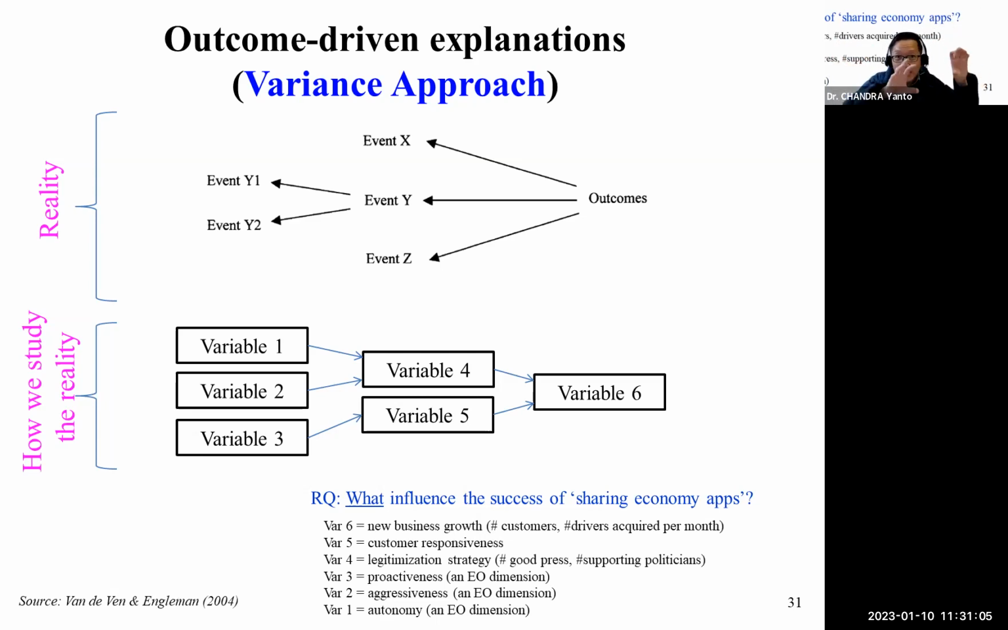But in terms of how you study this kind of phenomena using a variance approach or deductive or positivism, you collect some data, you come up with your variables. So variables 1, 2, 3 will supposedly influence or drive variables 4 and 5, and variables 4 and 5 will drive variable 6. So I use the example of why certain apps are more successful. You can have a look at it yourself.